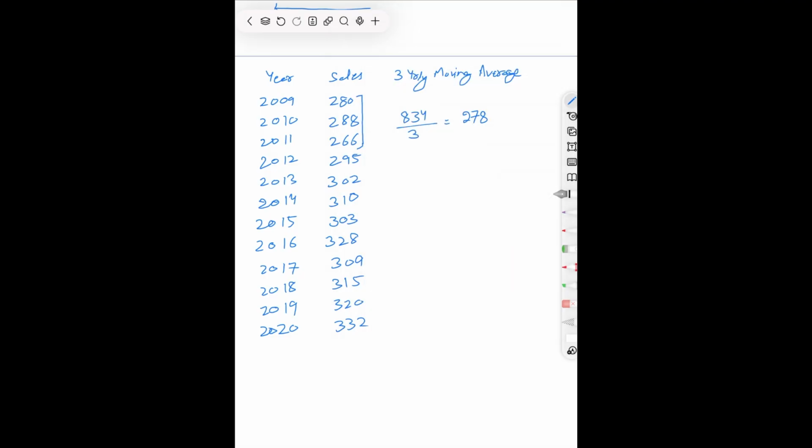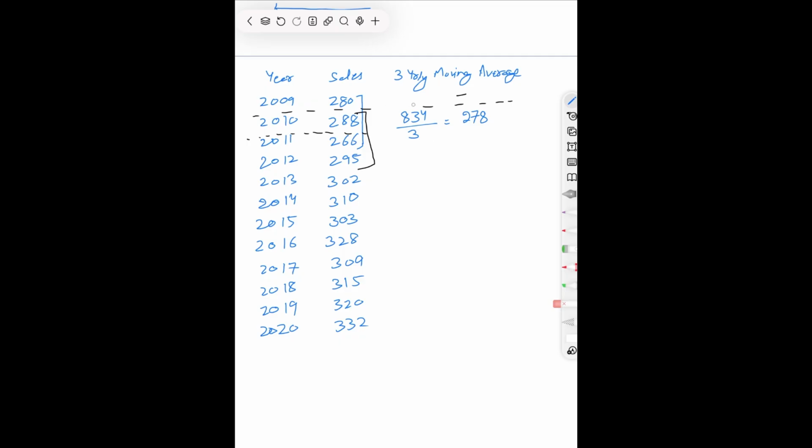Now what we will do? We will move to the next 3 years. So we will leave 1 year and now we will consider the next 3 years. Remember, in the case of 3 yearly moving average, the first figure will be blank. This 278 belongs to the year 2010.